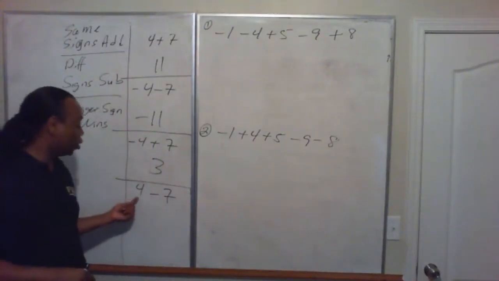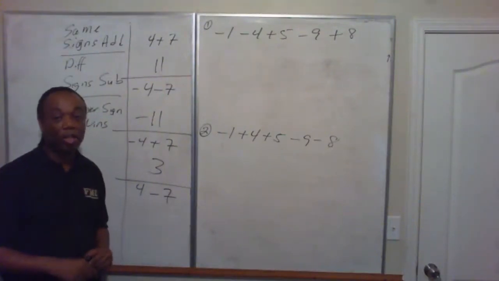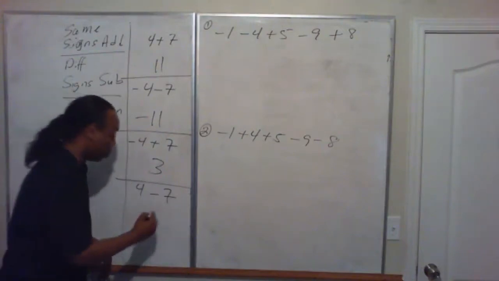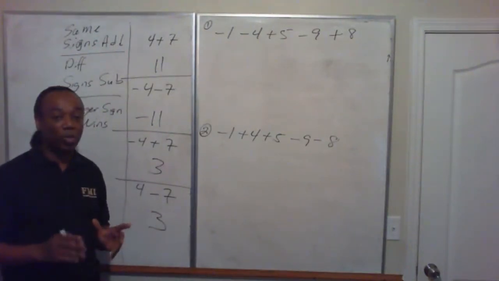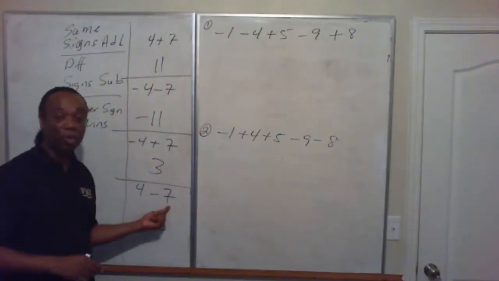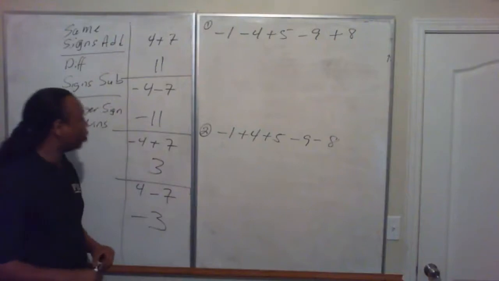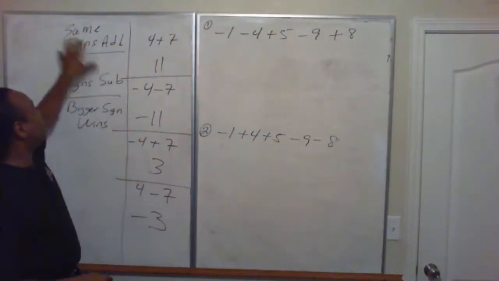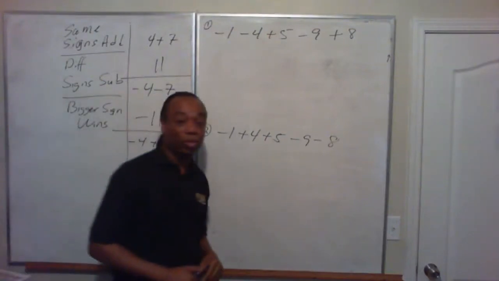Here we have different signs. A positive 4, negative 7. Different signs. So we're going to subtract. So 7 take away 4 is 3. The bigger sign is going to win. So 7 is the bigger, so his sign is going to win. So it's going to be a negative 3. Okay. So those are our rules. Same signs add, different signs subtract, bigger sign wins.